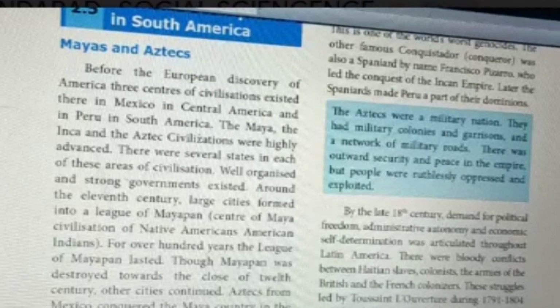And at last, the next famous conqueror, of the Inca civilization, is named Francisco Pizarro.